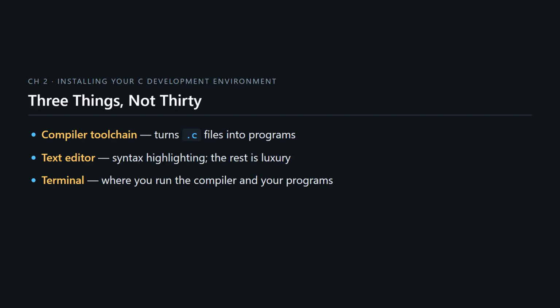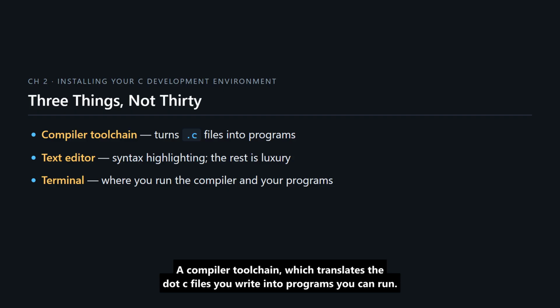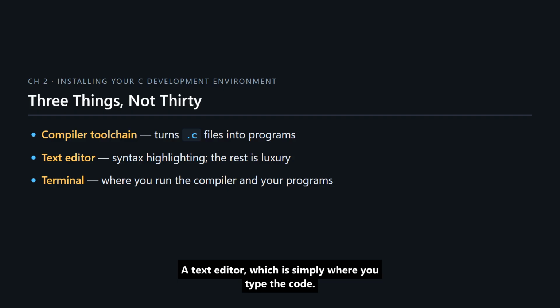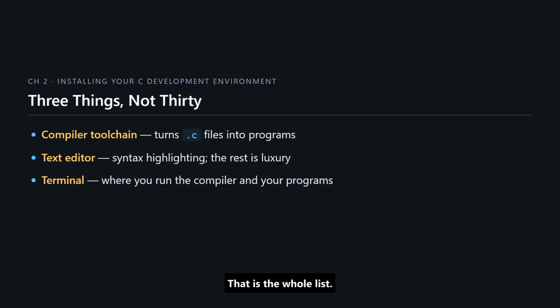3 things. A compiler toolchain, which translates the .c files you write into programs you can run. A text editor, which is simply where you type the code. It needs syntax highlighting, and everything beyond that is luxury. And a terminal, which is where you run the compiler and then run your programs. That is the whole list.